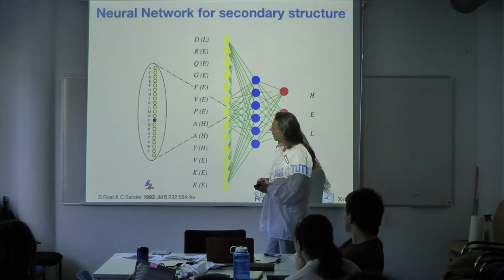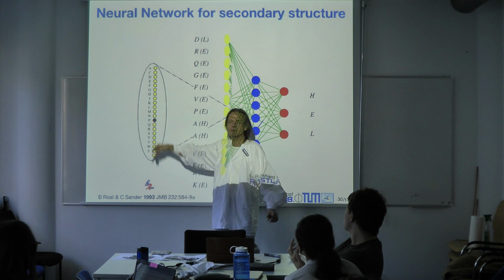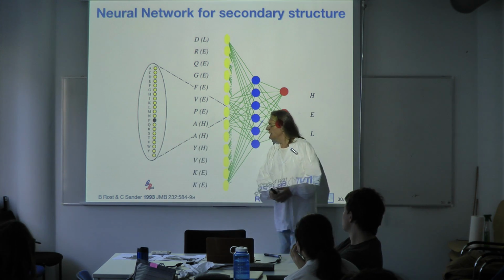And then the input here is 13 times 20, because I have 20 amino acids. There's some issue why it's 21. Let's not get into that.